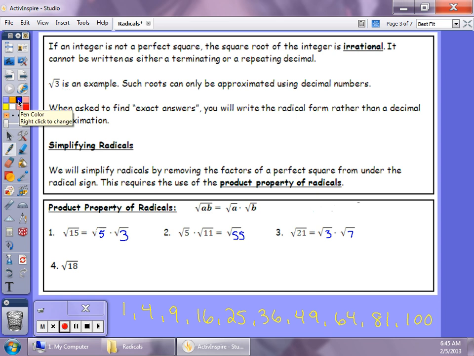And what we know is that that's going to be 9. So we can rewrite this as root 9 times root 2. And we can go one step further and say, well, root 9 simplifies to 3. So we have 3 times root 2, and 3 times root 2 is the same thing as just 3 root 2. So now we have simplified this radical in our exact answer.